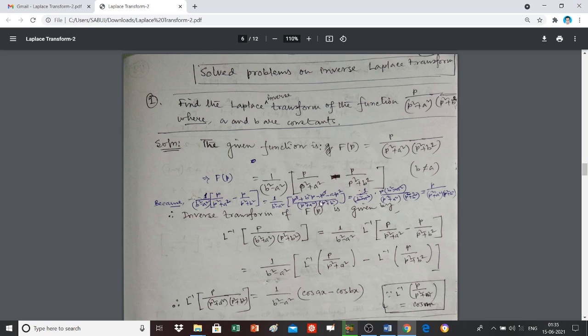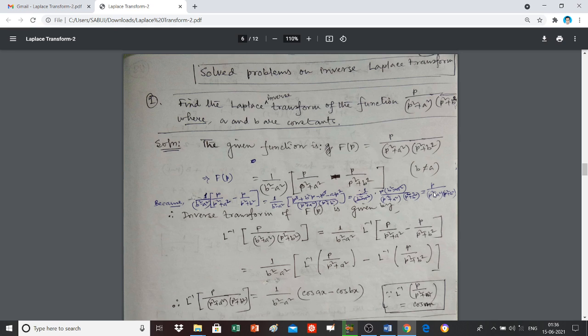Taking the LCM, that is (p square plus a square) into (p square plus b square), the first term is p cube plus b square p, then minus p cube minus a square p. Just simplify this. The numerator will give you p into (p square minus a square), and this 1 by (b square minus a square) is here, with p square plus a square and p square plus b square. So that is equal to p by (p square plus a square) into (p square plus b square).